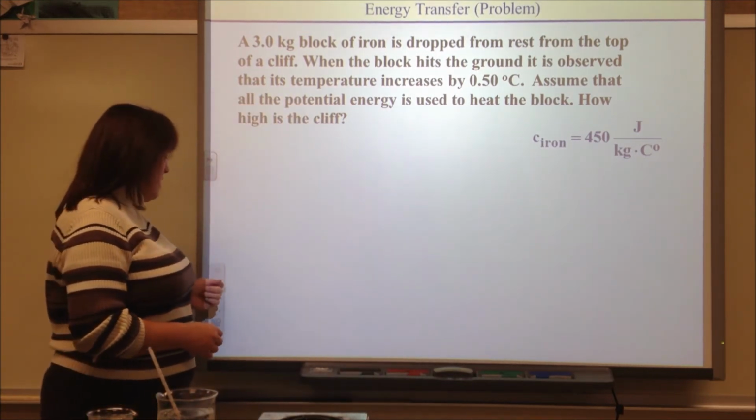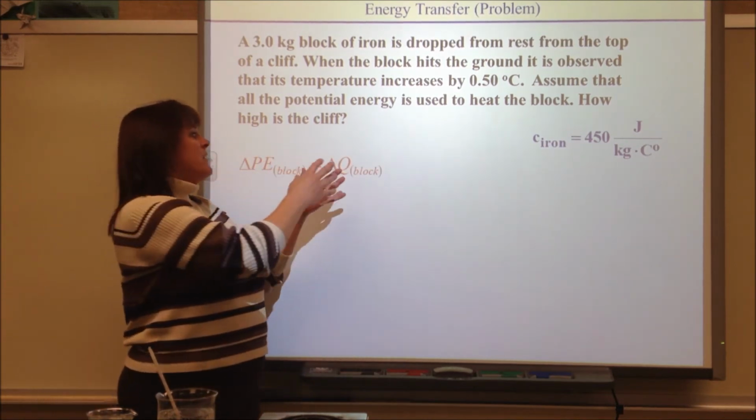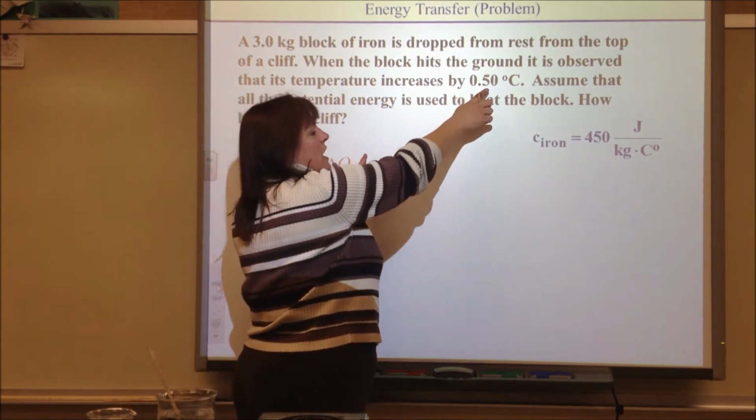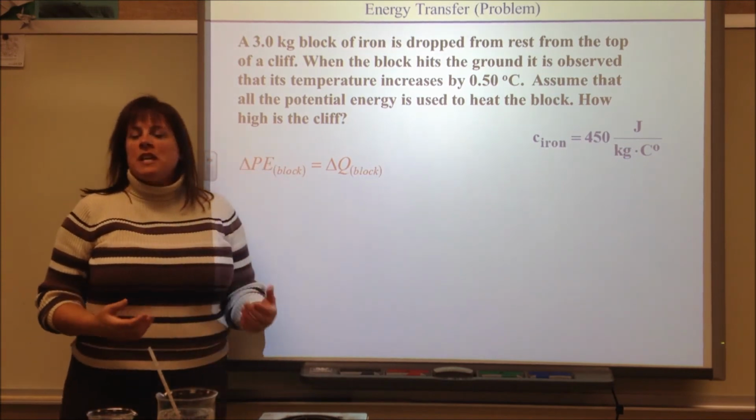Well, again, we're starting out with that same formula, and we're saying that all of the heat generated in the block, which goes to changing its temperature, is coming from all of the initial potential energy of the block.